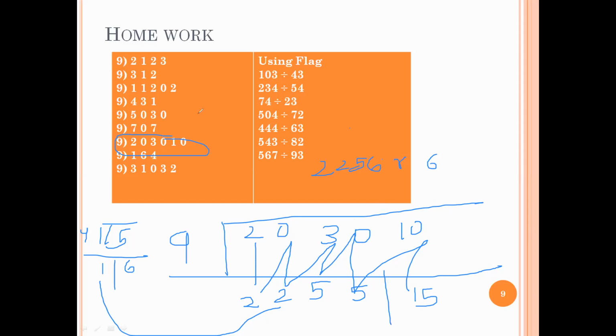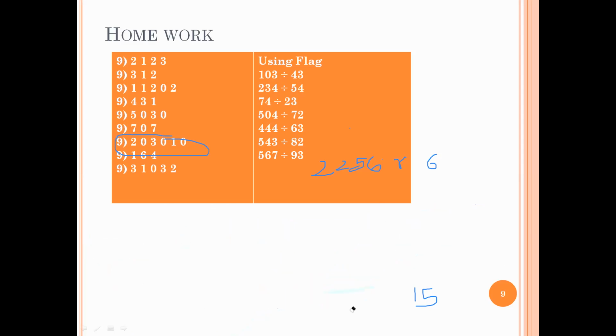Clear? Any doubt in those techniques we learned today? If you have any questions, feel free to ask.